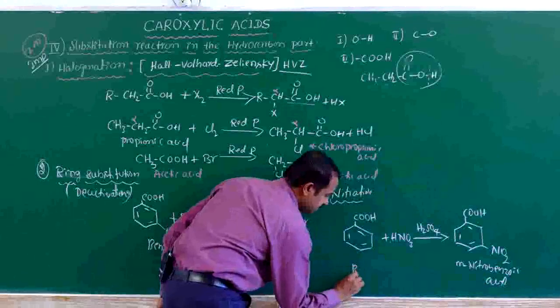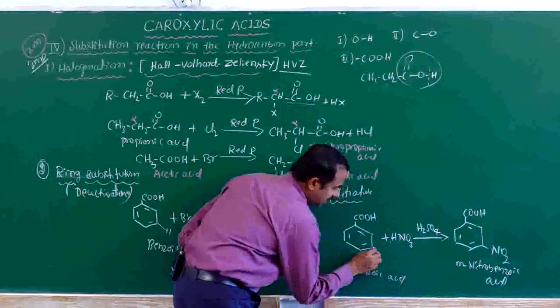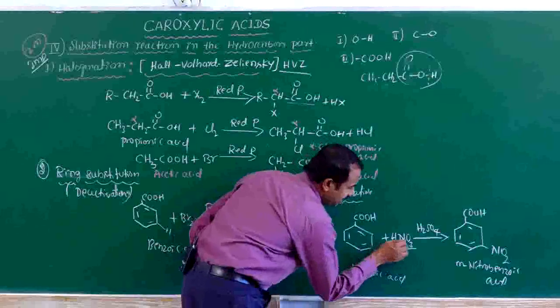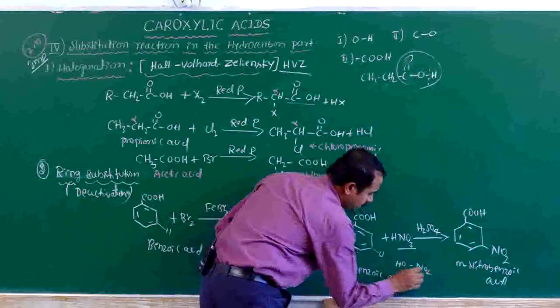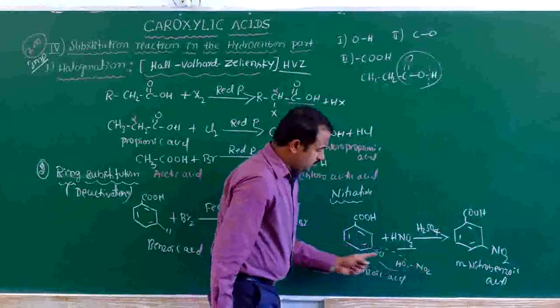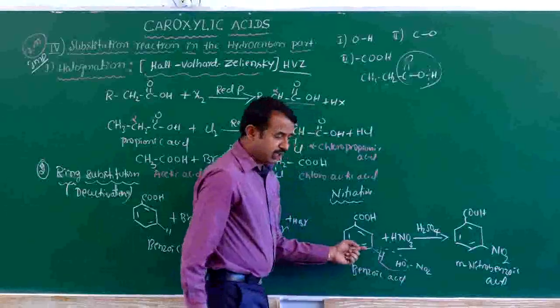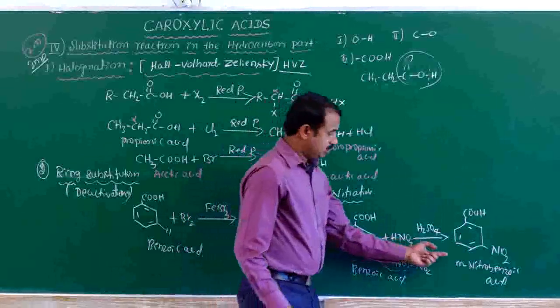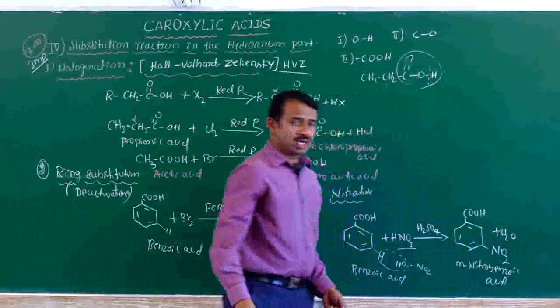Meta-nitro-benzoic acid. This is benzoic acid; here a hydrogen is there. We can write nitric acid as OH, NO2. This is the elimination of water. NO2 is attached at the meta position, which is called meta-nitro-benzoic acid, and a water molecule is released.